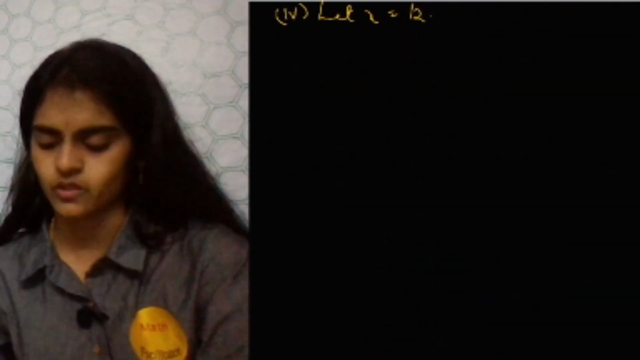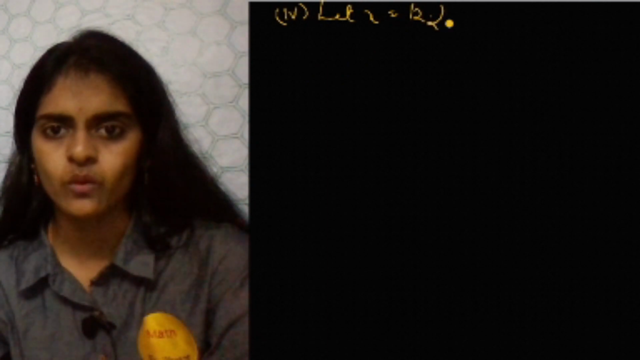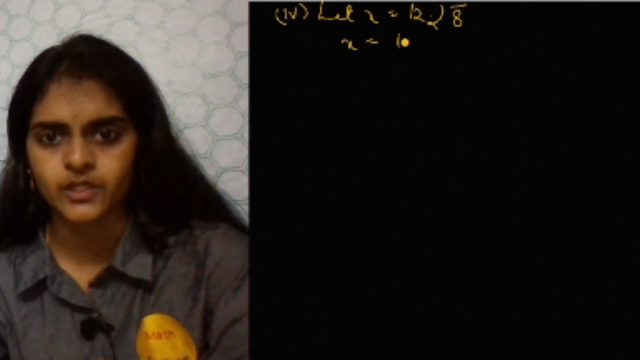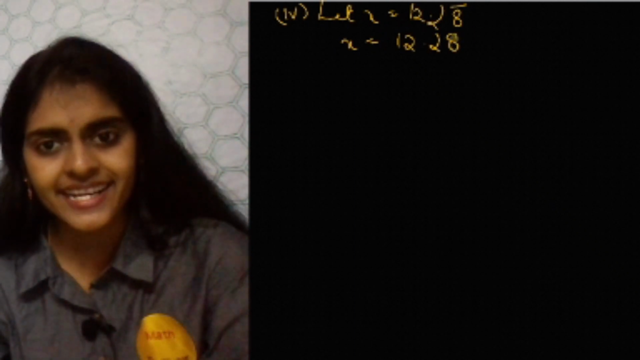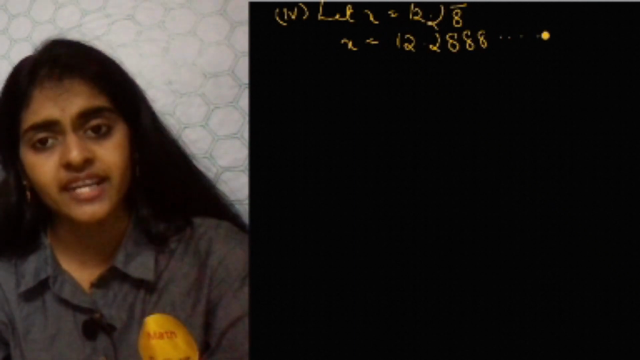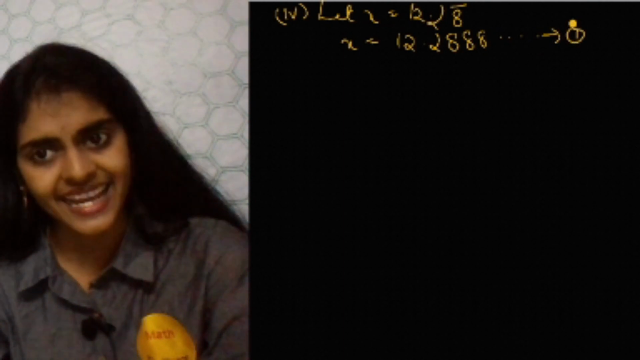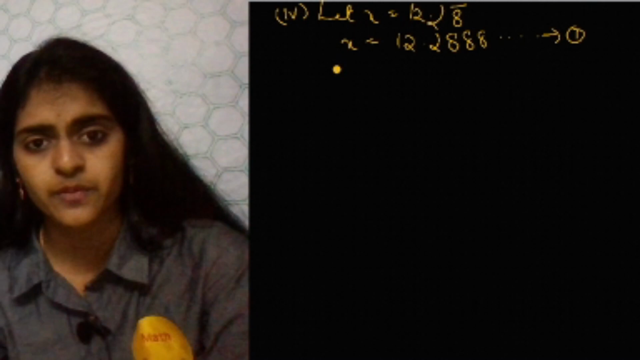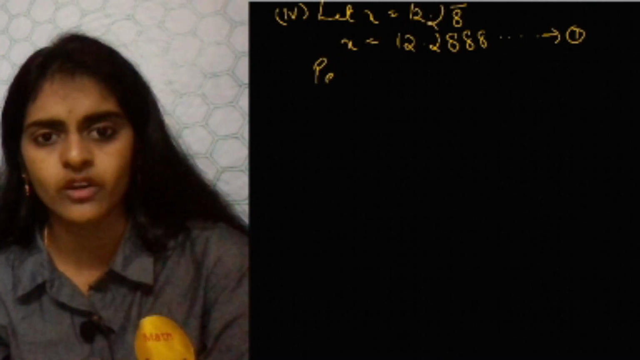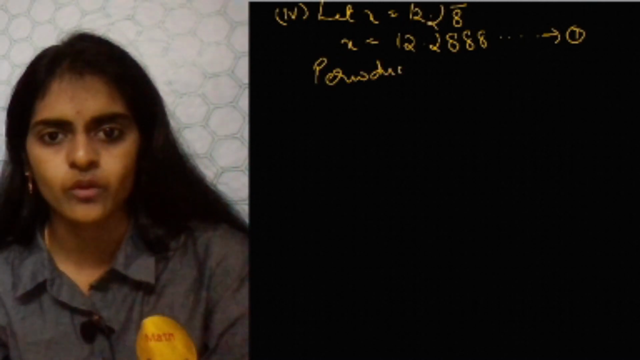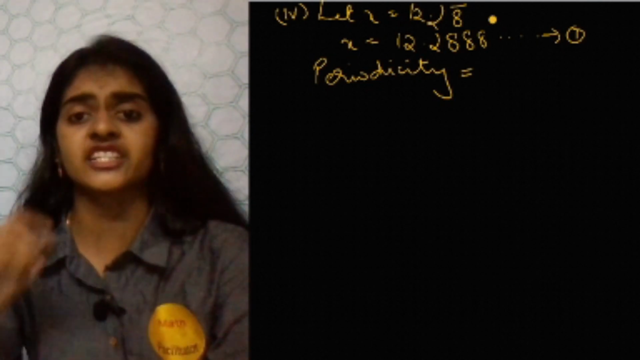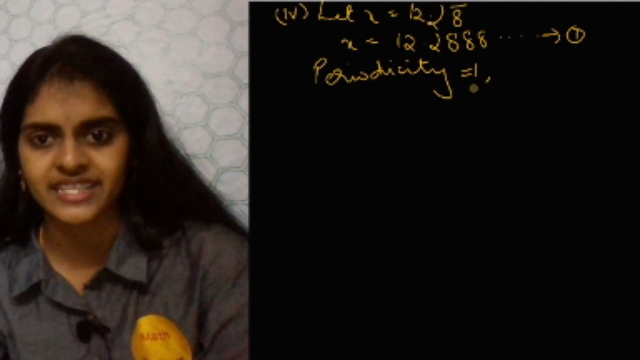12.28 bar. The bar is on 8. So this is nothing but 12.28 with only the 8 repeating. The bar is on 8. That means only that 8 is repeating. Clear? So this is equation 1. Now what is the next procedure? You will see what the periodicity is. So periodicity is what? How many digits are repeating? Only one digit is repeating. So periodicity is 1.